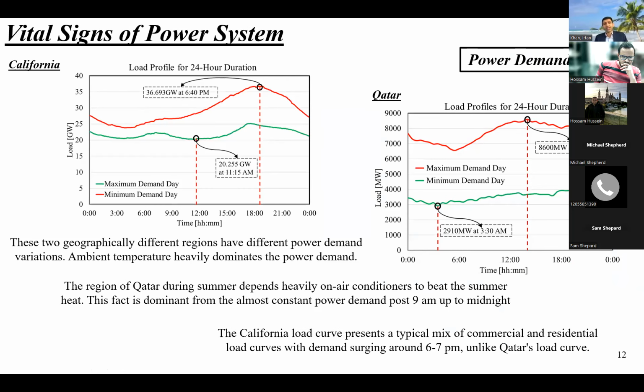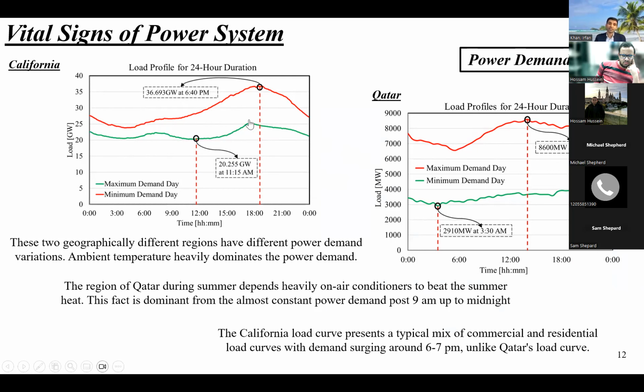Okay, so let's check the power system profile. On the left, we have the California profile. On the right, we have Qatar. We are adding the Qatar profile because this project was funded by the State of Qatar. On the California profile, the red one is the maximum demand, and the green one is the minimum demand on any day in a year.